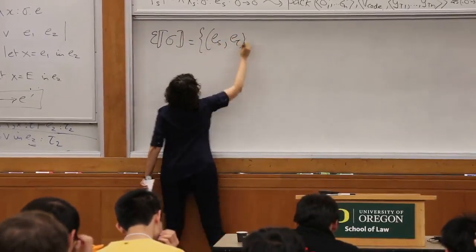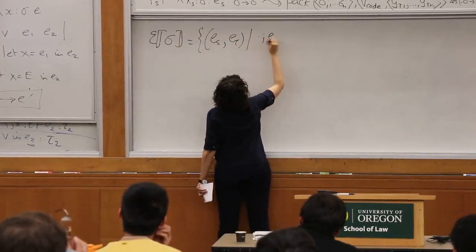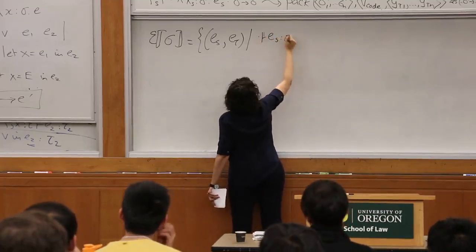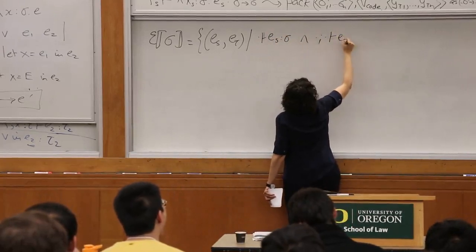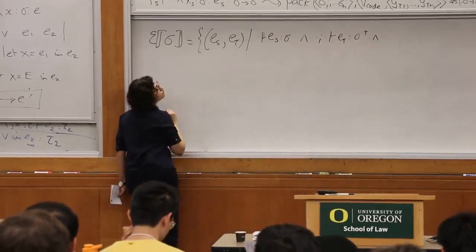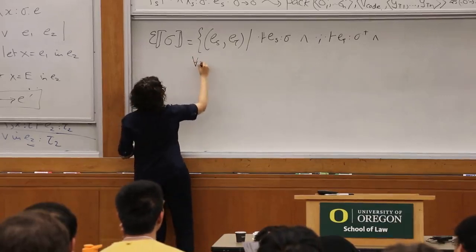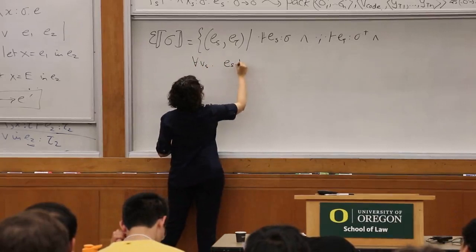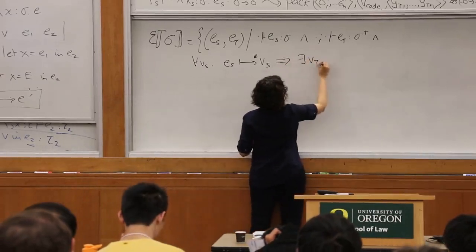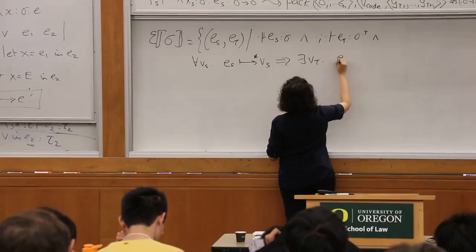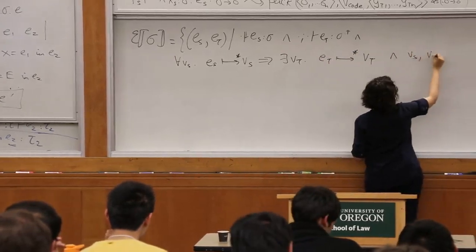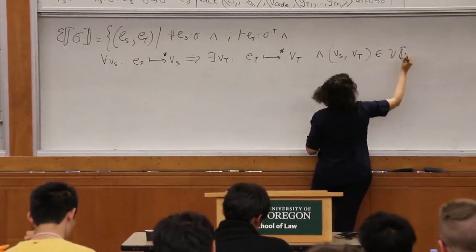ES and ET, where these are still closed. ES has type sigma, and ET has type sigma plus. And for all VS such that ES reduces down in some number of steps to a value, it must be the case that there exists a VT such that ET reduces, using the target operational semantics, to VT, and VS, VT are related at the same type sigma.